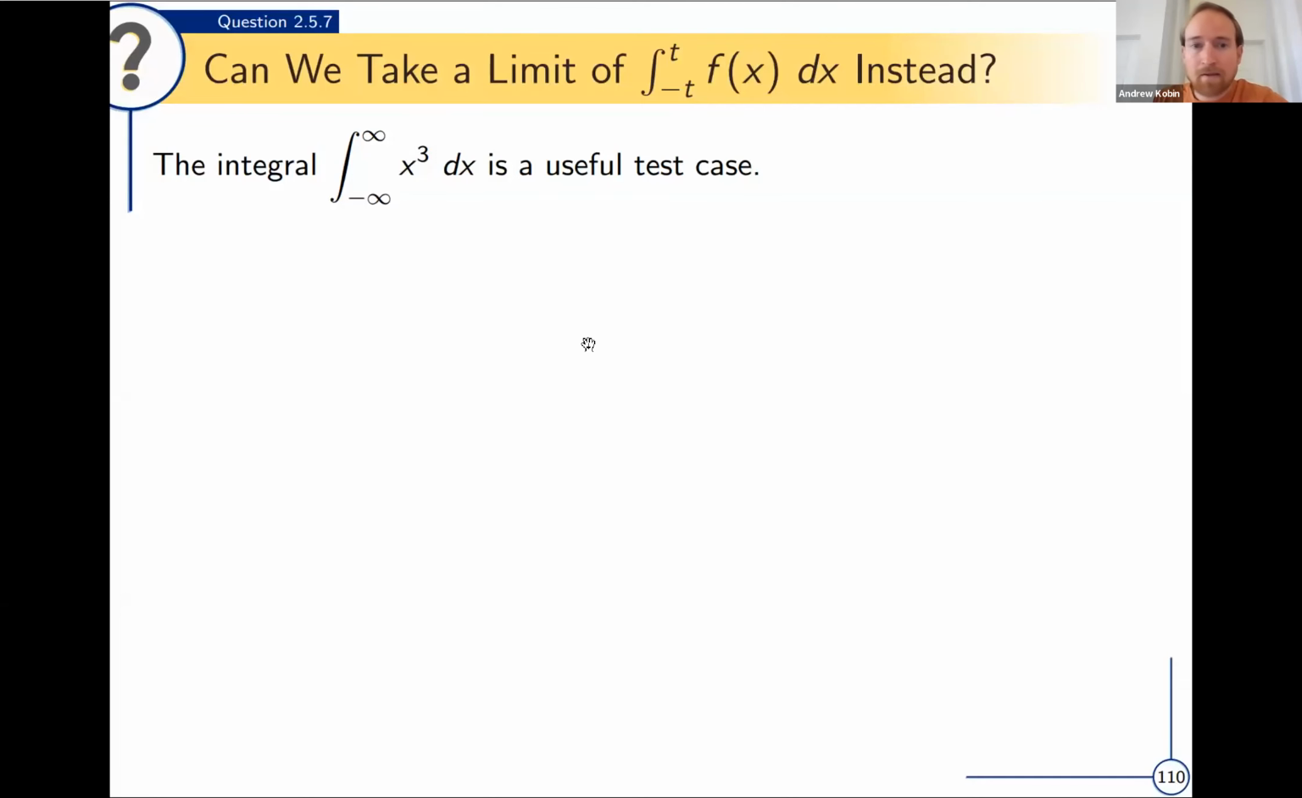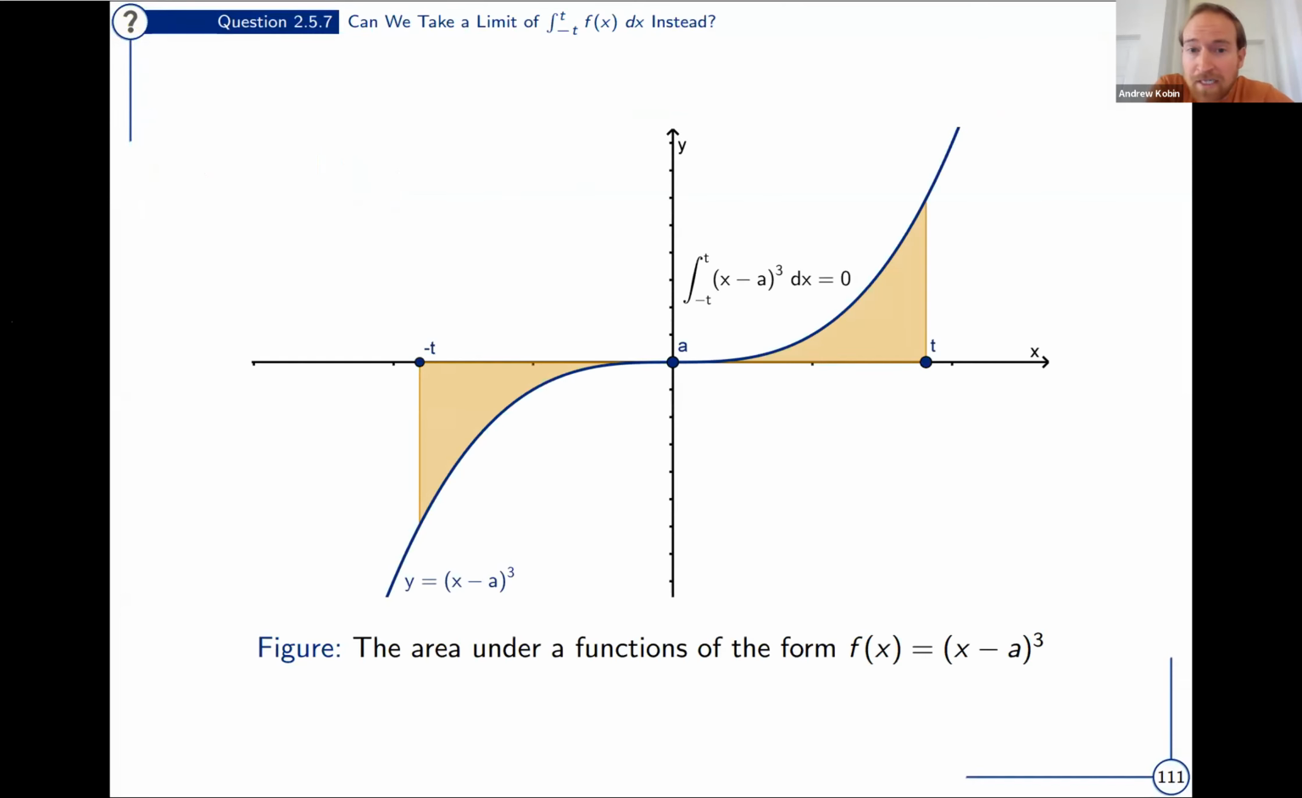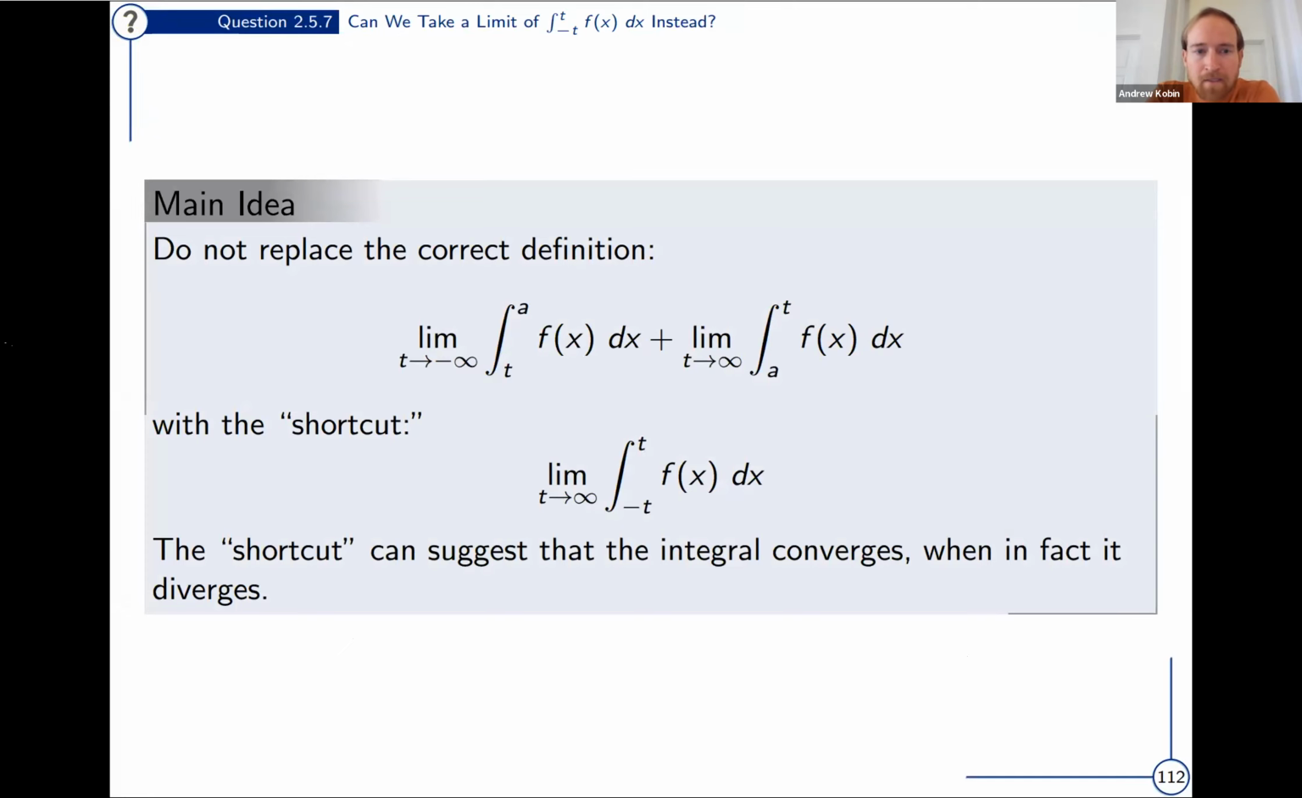Thanks for tuning in. By the way, here's a picture again. You can play with the widget here, where if you slide the right value positive t, it'll automatically change the left value negative t, and you'll see that each of the integrals over finite regions are 0, but we showed that if you separate into two different integrals with a and b as different bounds going to the infinities, you'll get a divergent improper integral. So this is the takeaway. Don't use the shortcut.